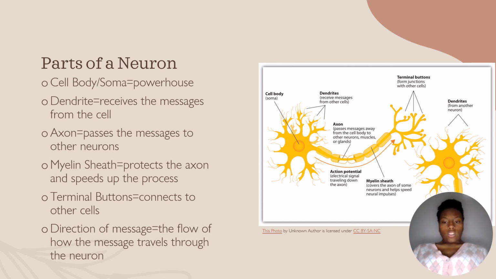The terminal buttons are the slightly thicker branches at the opposite end of the neuron, which connect to other cells, which helps this information pass completely along. And the direction of message, or the action potential as it's seen in the diagram here, is just the direction and how the flow of information goes throughout the neuron.